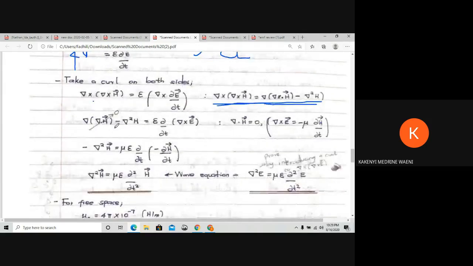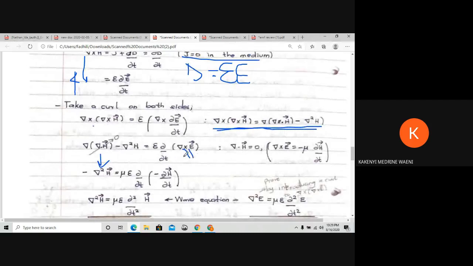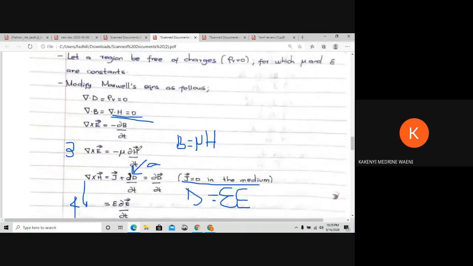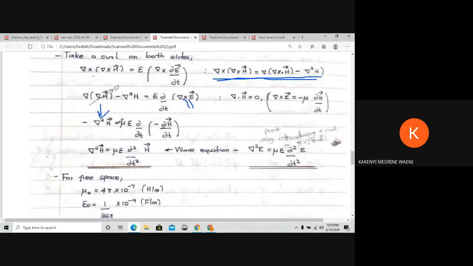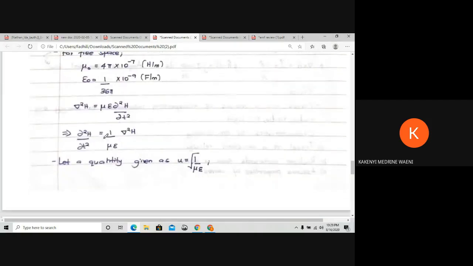So that brings us to, comes down here. So negative this is equal to, we're going to replace this one with number 3, which is negative mu dH over dt. So here it is, negative mu. So then the constants, which are mu and E, come outside, and then the rest come here. The negatives go away. It remains this part and this part, which is our wave equation.